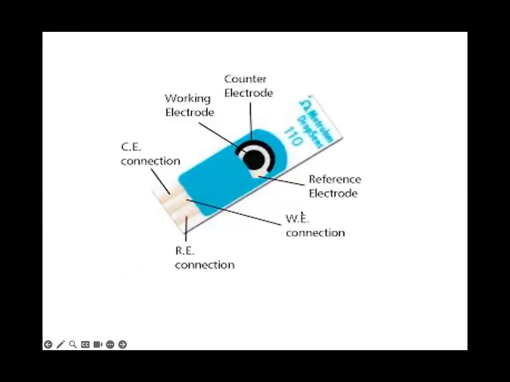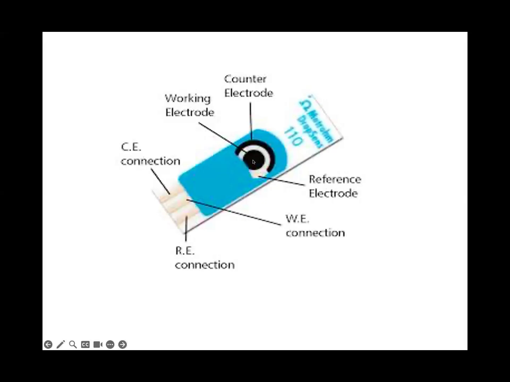Okay, this is an example of what an electrode looks like now. From this to this, it is now even smaller than this. It's the size of a memory card, probably a bit bigger than a memory card.